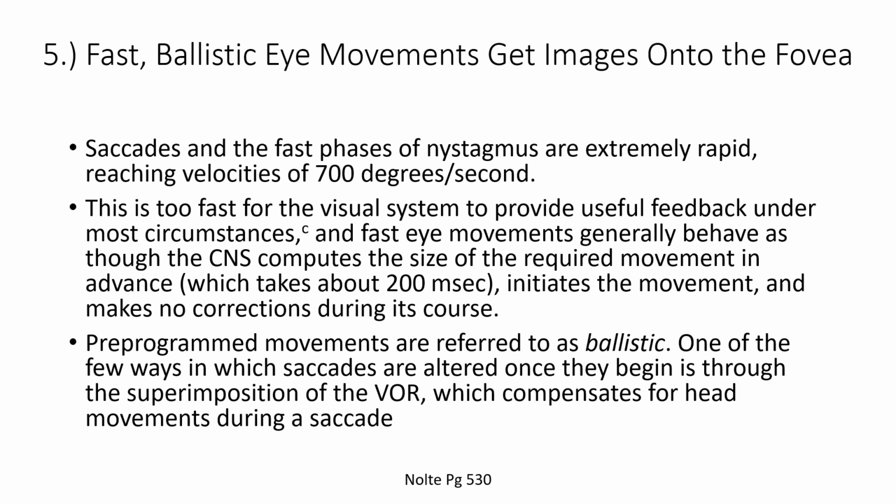And fast eye movements generally behave as though the central nervous system computes the size of the required movement in advance, which takes about 200 milliseconds. It initiates the movement and makes no corrections during the course. These pre-programmed movements are called ballistic. One of the few ways in which saccades are altered once they begin is through the superimposition of the VOR, or vestibular ocular reflex, which is when we are moving and trying to keep our eyes fixed on an object. So this compensates for our head movements during a saccade.